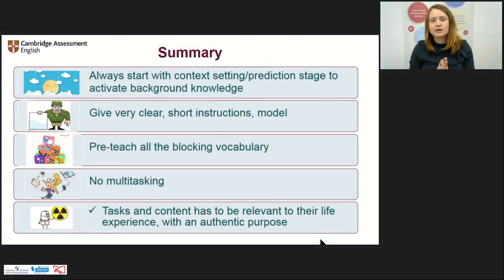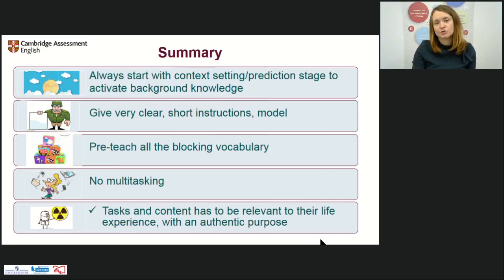Okay, so if we summarize what's been said, there are some certain recommendations for teaching receptive skills. So always start with context setting. Prediction works, prediction helps and saves your lesson. Your instructions should be very clear, and sometimes you'll have to model. You can do it yourself, or you can ask the stronger students to do this. Pre-teach all the blocking vocabulary. Make your students feel safe. Please avoid multitasking. And remember that there should be scaffolding there.